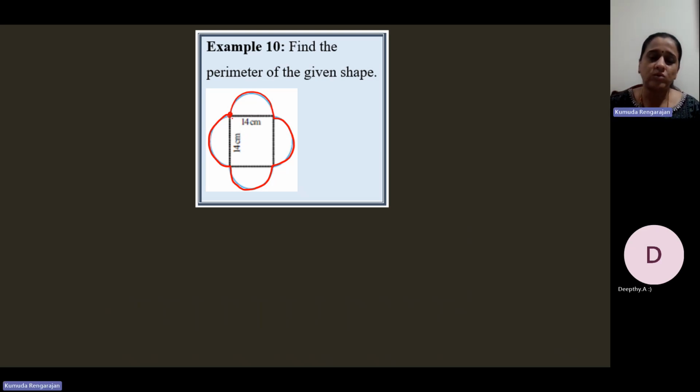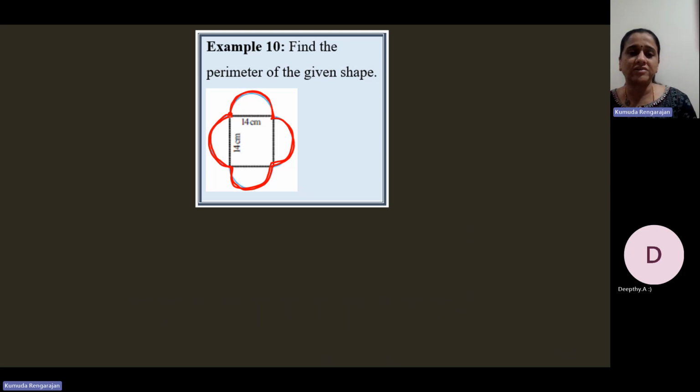So what all do we see on the boundary? We see an arc, which is a semicircle, another arc, which is a semicircle, another arc, which is a semicircle, another arc, which is a semicircle. So the perimeter of the shape is equal to the length of the semicircle plus the length of the semicircle plus the length of the semicircle plus the length of the semicircle. So 4 into the length of a semicircle.